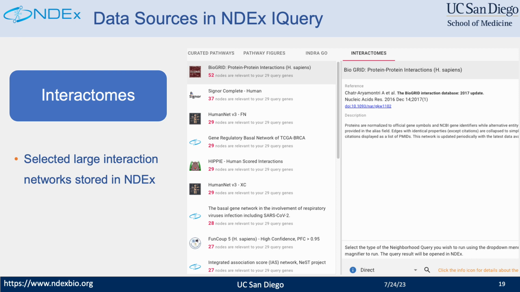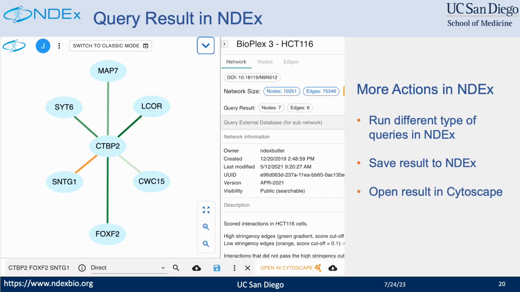In this page, you can click on the search button at the bottom and it will bring you to the NDEx website. This is the query result page a user will see after they click the search button. It shows the interactions among the query genes. In this page, users can do more things. They can choose to run a different type of query in NDEx. In NDEx, we can support 6 types of queries. They can also choose to save the query result or open the result in Cytoscape desktop application.